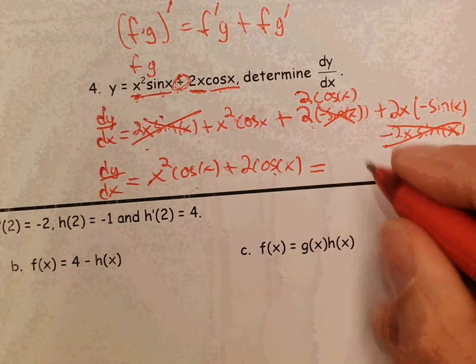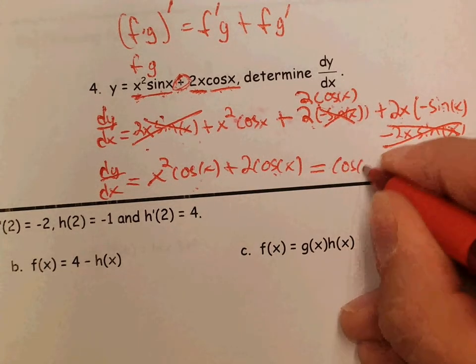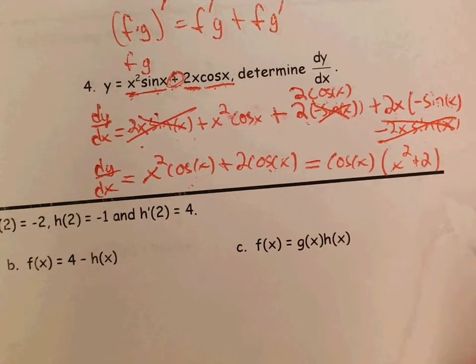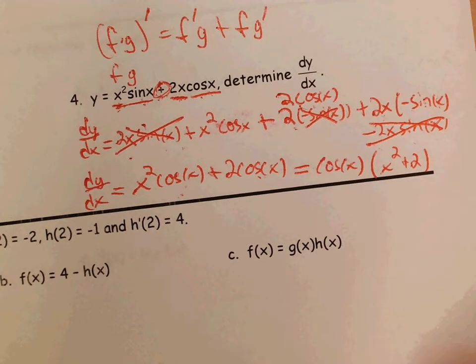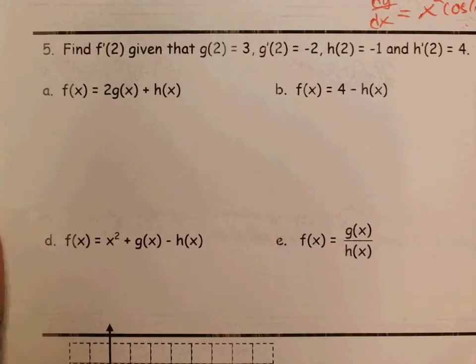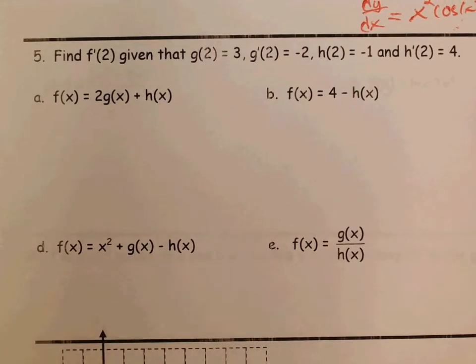What that would look like if you factored out cosine of x is cosine of x times x squared plus 2. A multiple choice question might have this as the answer, and you'd need to know how to factor out the cosine of x to get there. All right, this next section. The AP exam loves questions like this.